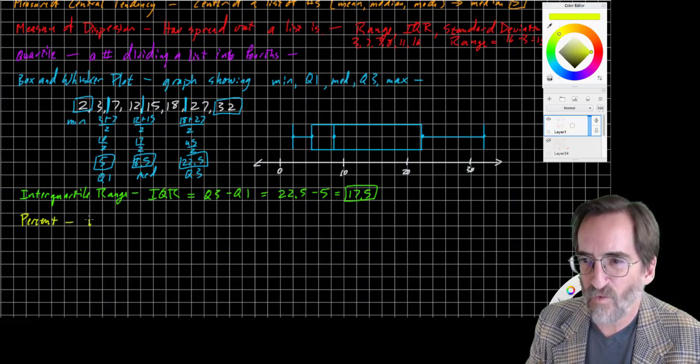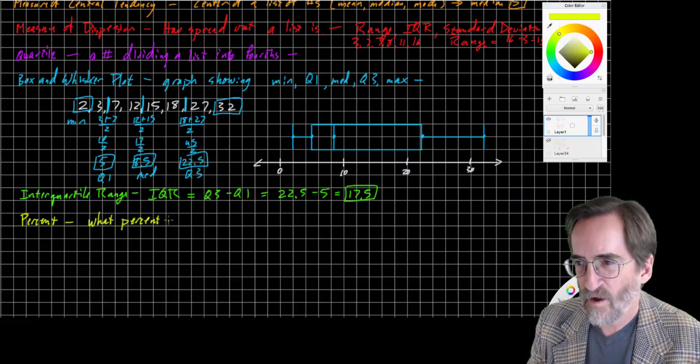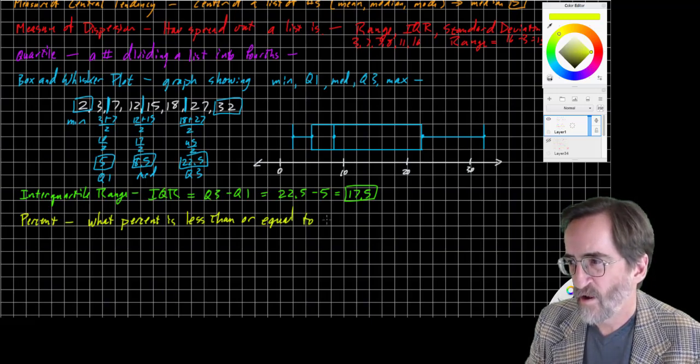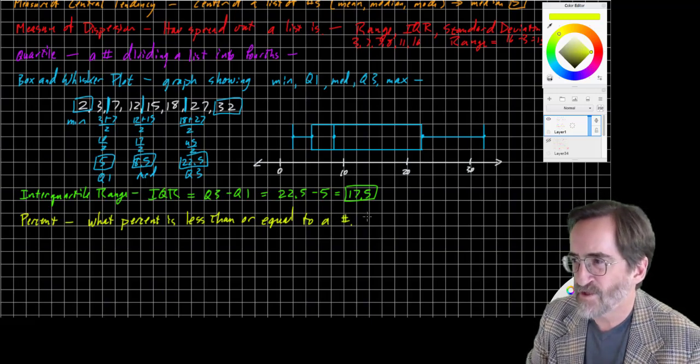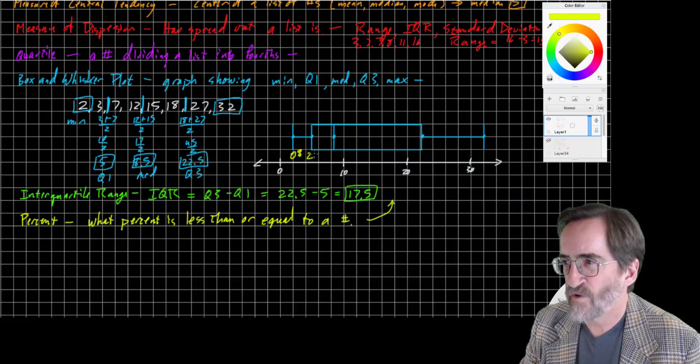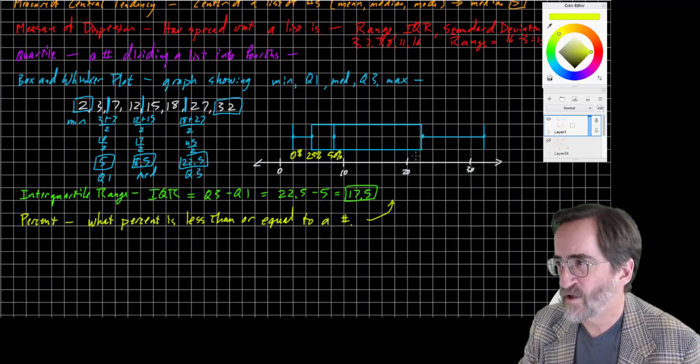Okay, percentile. It is what percent is less than or equal to a number in the list. Okay, example. This is known as the 0th percentile, the 25th percentile, the 50th percentile, the 75th percentile, and the 100th percentile.